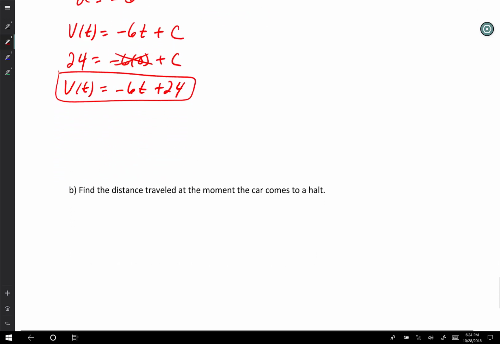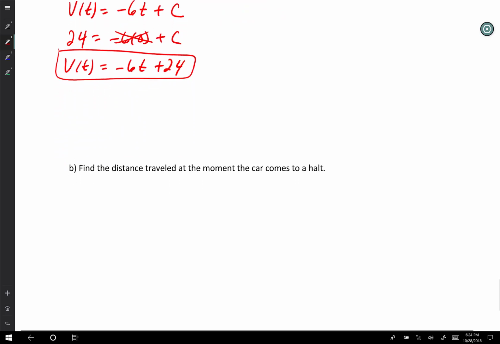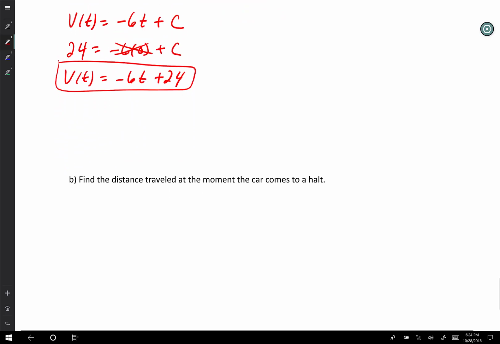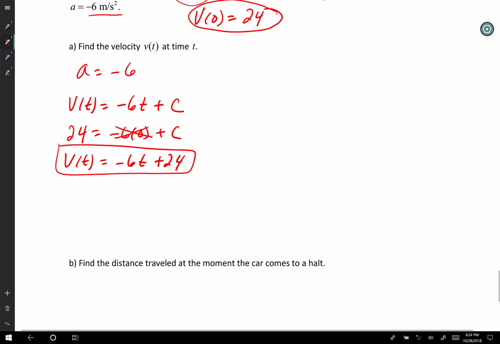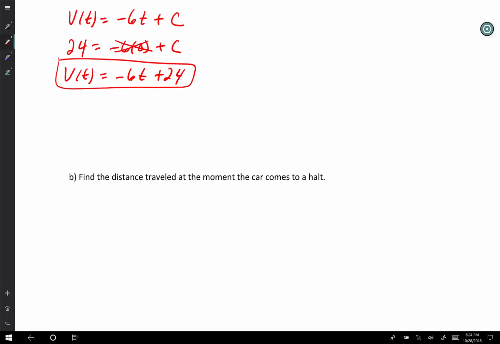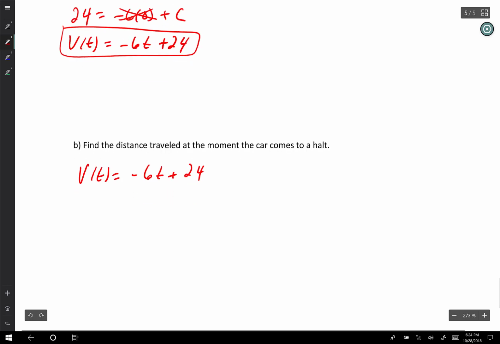Letter B says, find the distance traveled at the moment the car comes to a halt. So to do that, I need to figure out what my position equation is. So I know that my velocity equation is negative 6t plus 24. So here we go. My position equation, S of t, is equal to the antiderivative of this guy. So negative 6t squared over 2 plus 24t plus c.